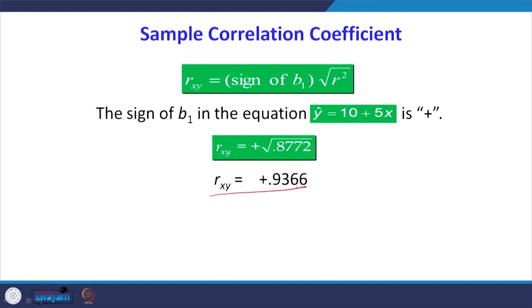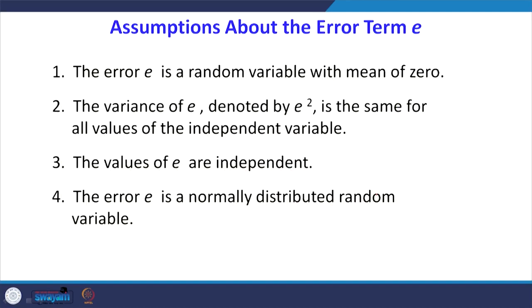Remember that the range of the correlation coefficient is -1 to +1, but the range of R square is 0 to 1. For the correlation coefficient, if it is -1 it is a perfectly negative correlation, if it is +1 it is a perfectly positive correlation, if it is 0 there is no correlation. In the context of R square, if it is 1 it is a perfect model, that means all variability of y can be explained with the help of the independent variable. If it is 0 there is no relationship between x and y.